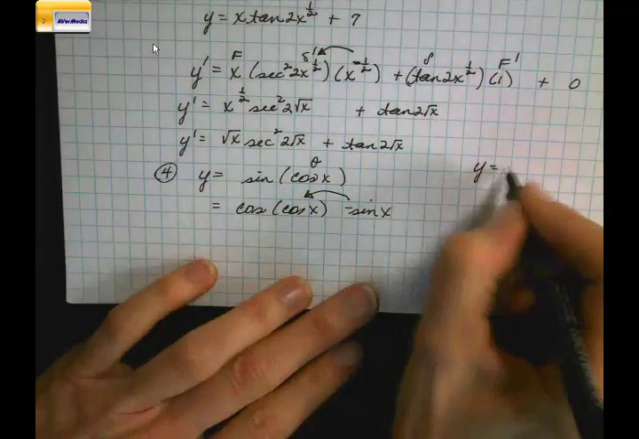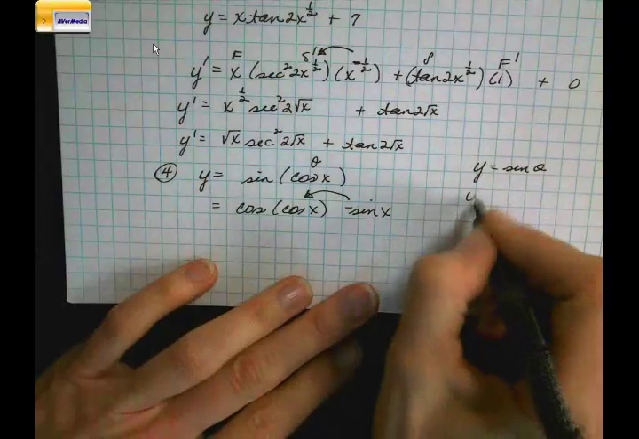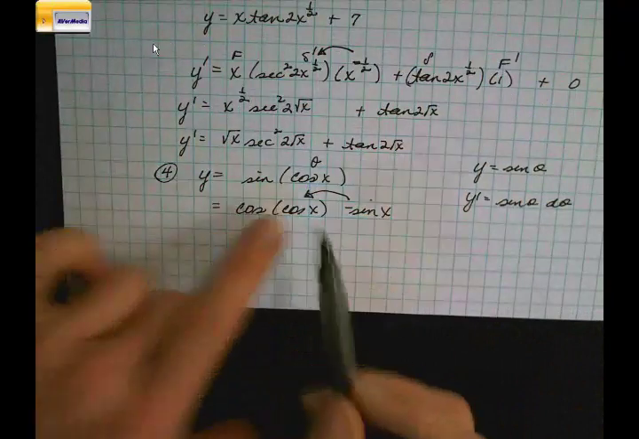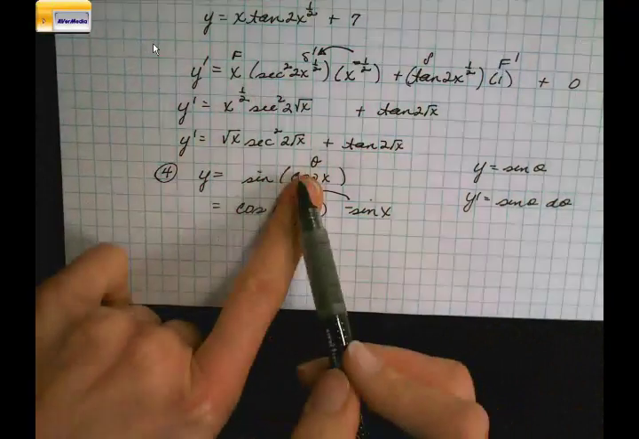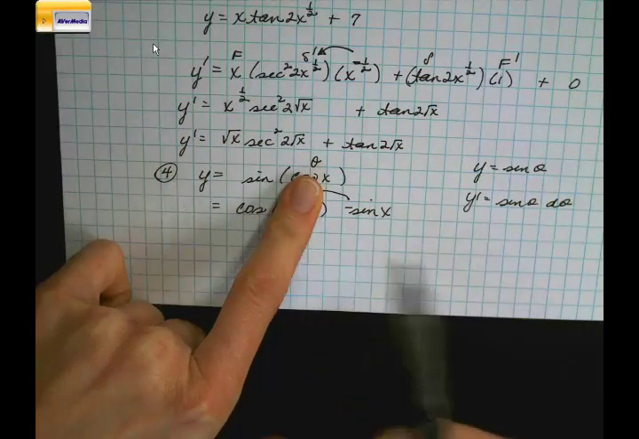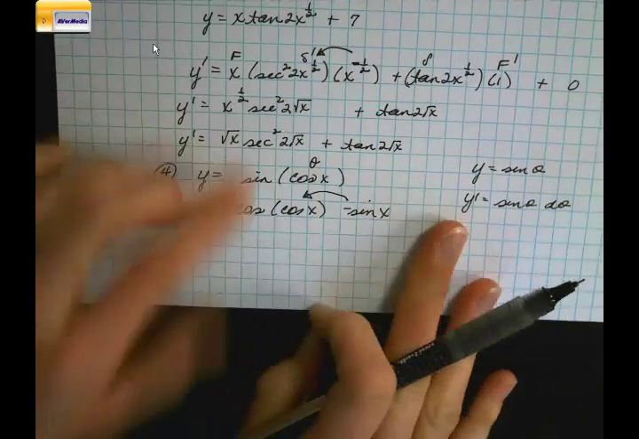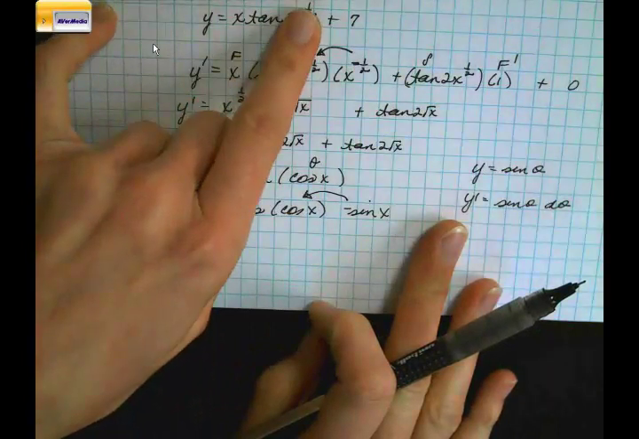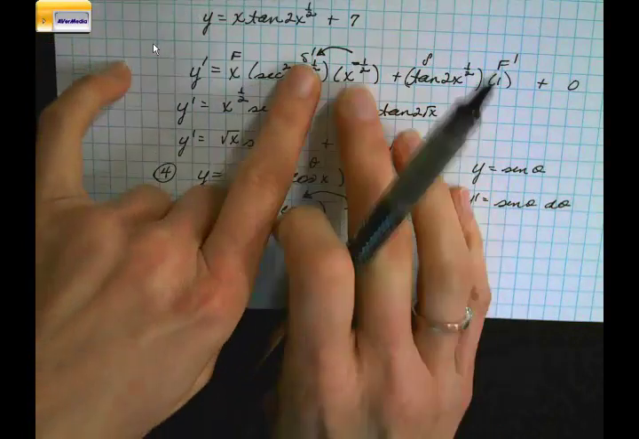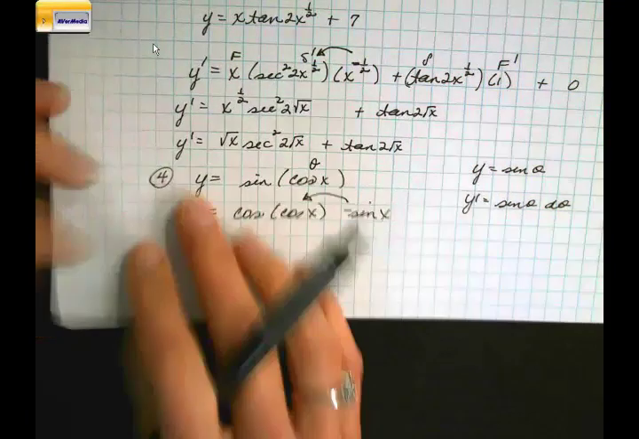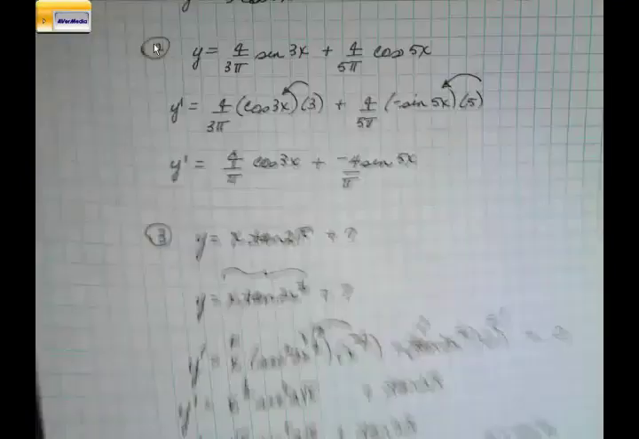You know, here's what I think. When I see something like this, when I take the derivative, I'm thinking sine theta d theta. Okay? So if this is theta, sine theta, d theta. You see that? When I took the derivative of tangent of 2x to the 1/2, this was tan theta. The derivative of tan theta is secant squared theta d theta. So this is secant squared theta d theta.